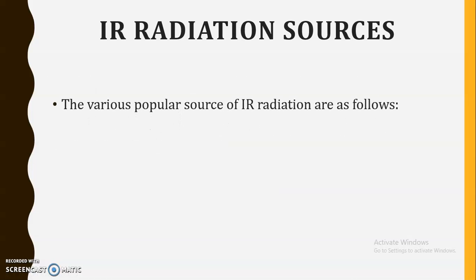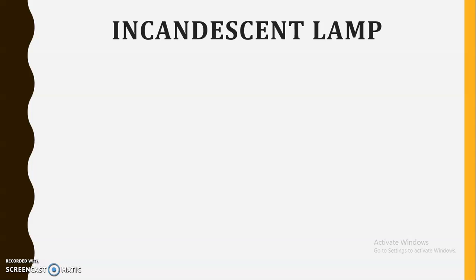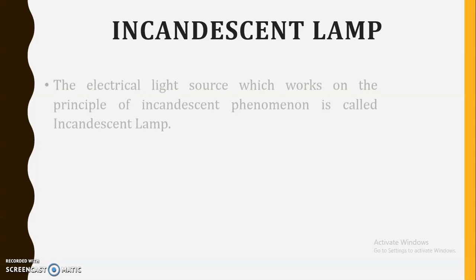As we know, there are 4 different radiation sources that we are going to discuss. The various popular radiation sources are as follows, as I told you in the working part: incandescent lamp, Nernst glower, Globar source, and mercury arc. Let's discuss one by one. First one is the incandescent lamp.